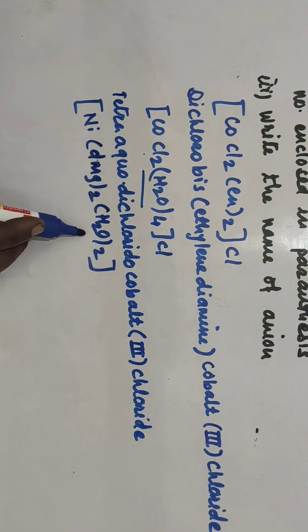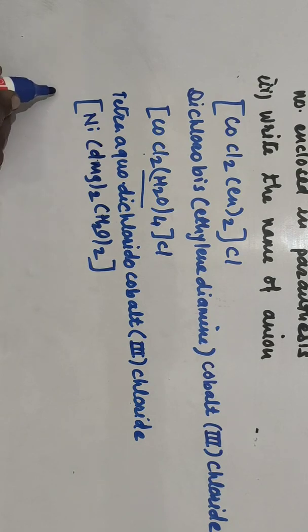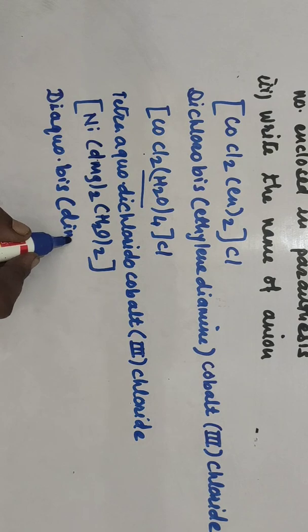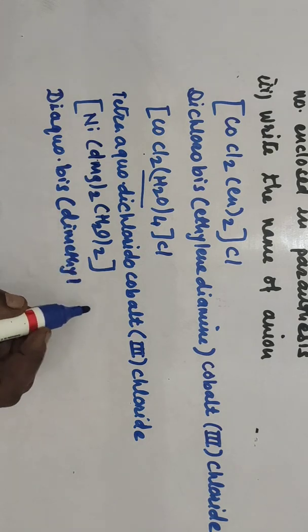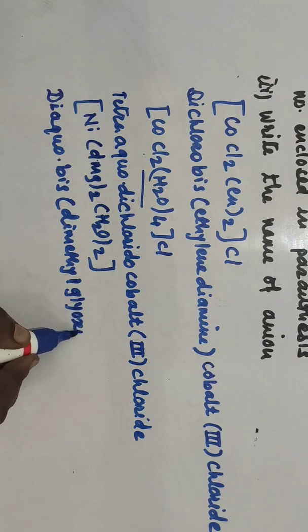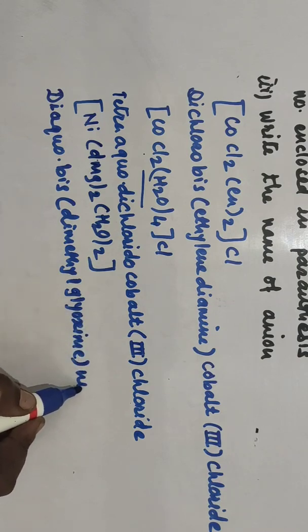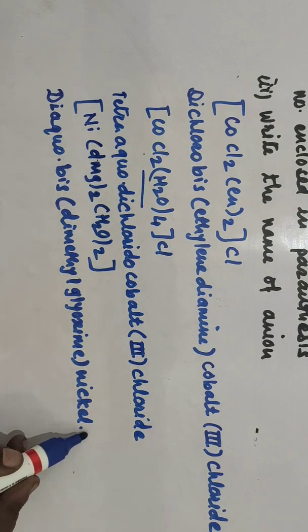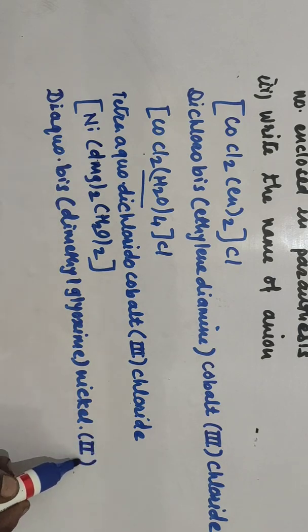But before that you are supposed to write the name of the water, that is di, not 2, for 2 you are supposed to write di, aquo, then bis, in bracket dimethyl glyoxime, nickel. What about the oxidation number? For H2O it is 0. For 1 DMG it is -1. 2 DMG molecules are there, so it is -2, and hence the oxidation number is 2. Write in Roman numerals and in parentheses.